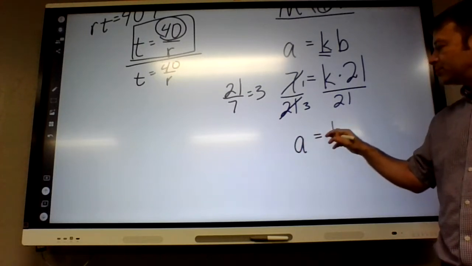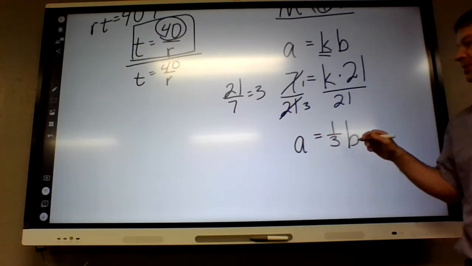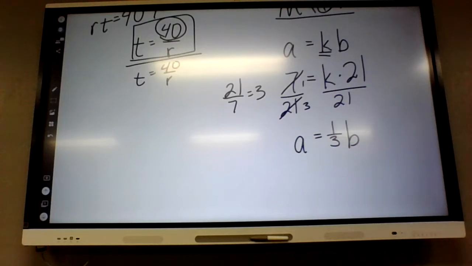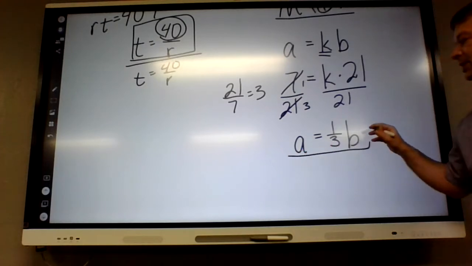So A equals 1/3 times B. A and B keep changing. They can be a lot of things, but the 1/3 is a constant. There's only one thing it can be. So we have to find what the K value is, and then this would just be the answer.